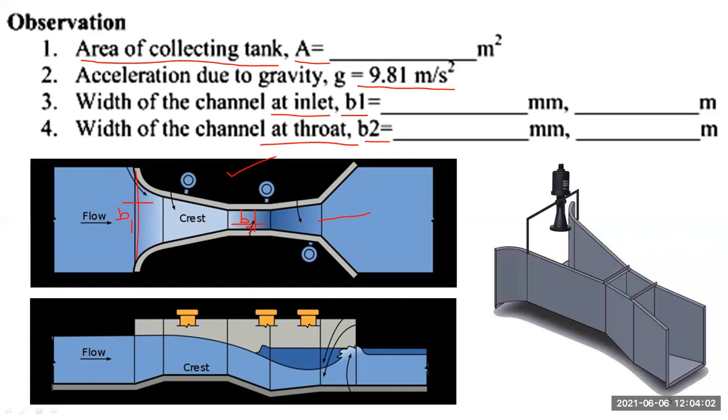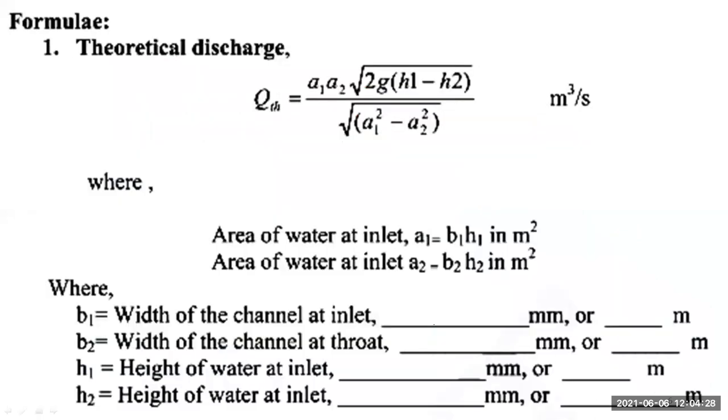So these two readings you're going to note down, and after that you're going to measure H1 and H2, that is the head of water inside the channel at the inlet and at the throat at the same section. So you're going to take the values of H1 and H2. This is how the Venturi flume will be. So this is our observation. Now let us see the calculation. What are the formulas required to calculate the coefficient of discharge?